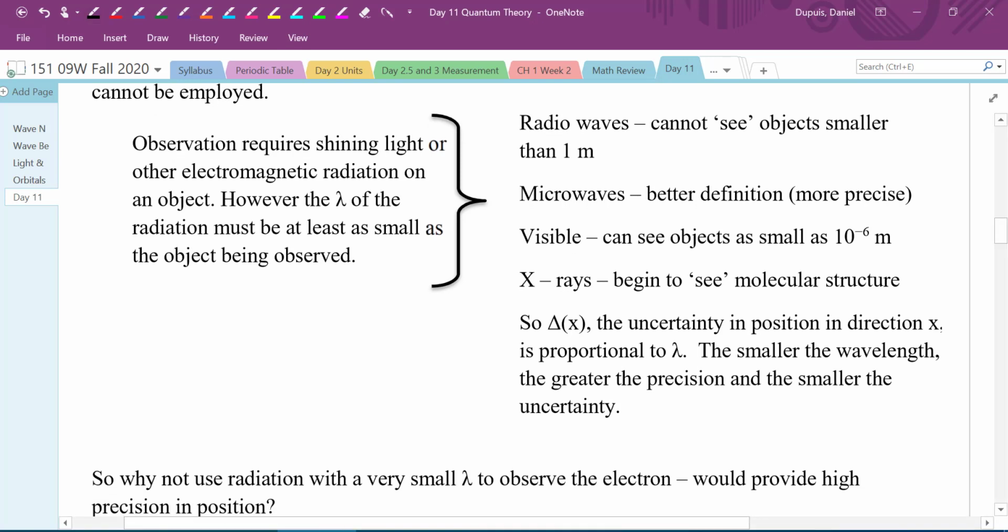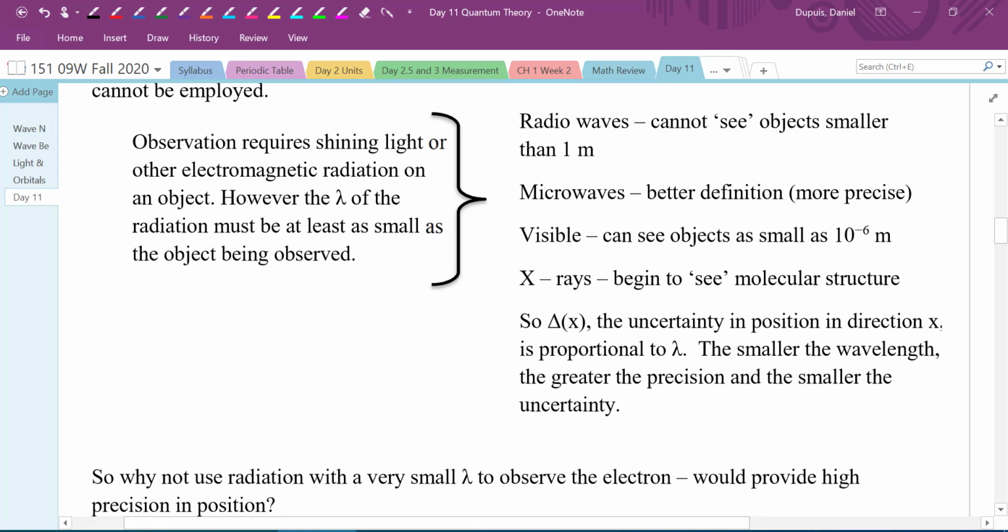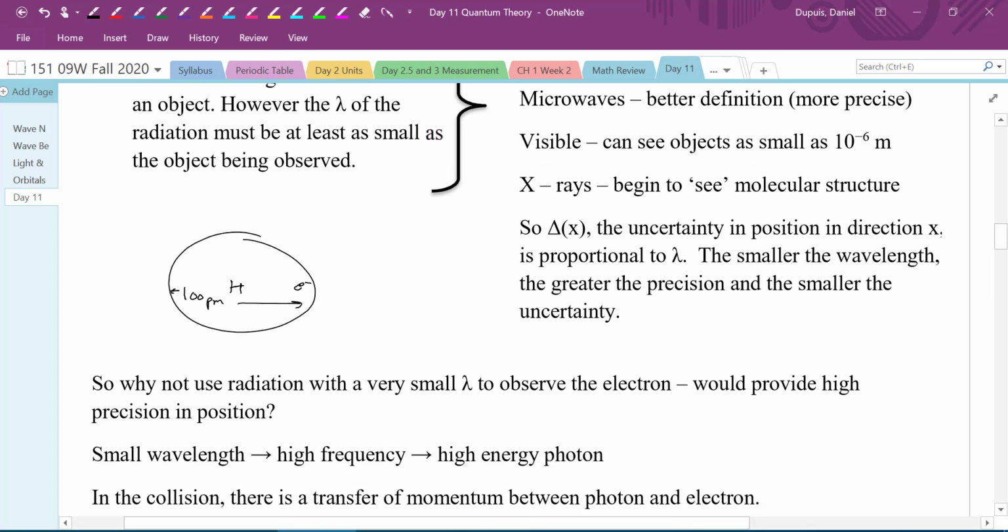All right. So why not use radiation with a very small wavelength? Think about this. The hydrogen atom is about 100 picometers across. If I had a sphere, H, it's about 100 picometers across. And you get an electron in there. So why don't we use an X-ray or something even higher energy, a much smaller wavelength, to look at that? Well, a small wavelength means a high frequency, a high energy photon. Well, what does that mean?